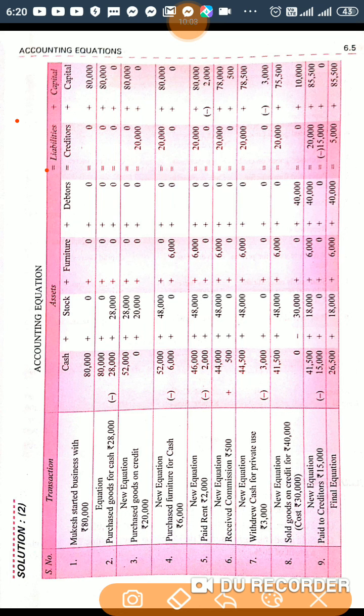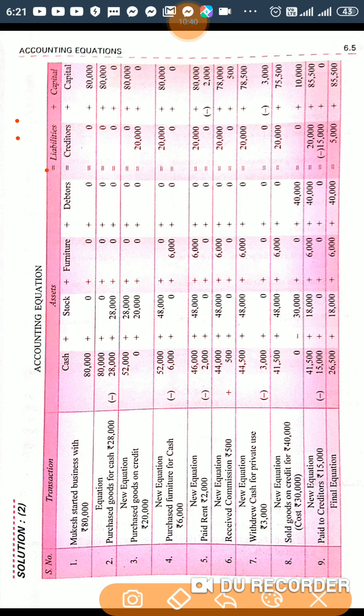So just below the stock you will add 20,000, and on the creditor you will add the 20,000. Rest is 000. Now the new equation: cash is 52,000, stock now becomes 48,000, creditor 20,000, and capital is 80,000. So liability plus capital is 1 lakh, and the same on the asset side, 52,000 plus 48,000, 1 lakh, means the equation is balanced.